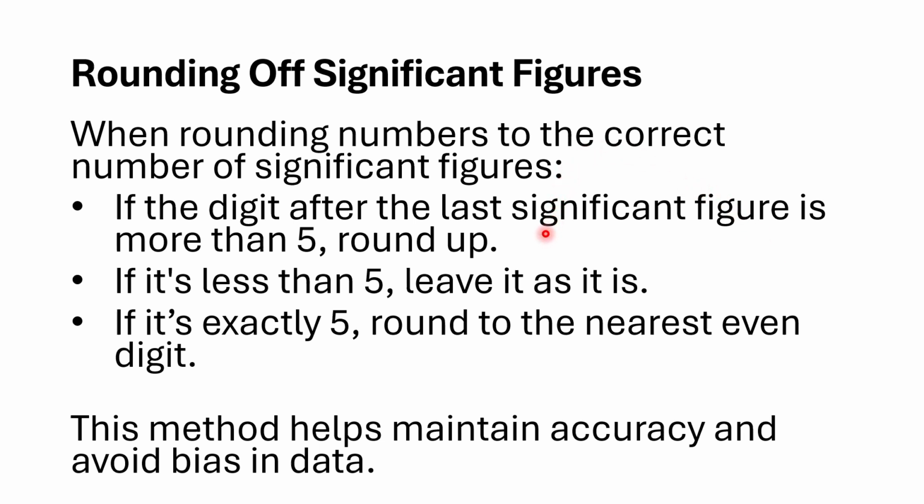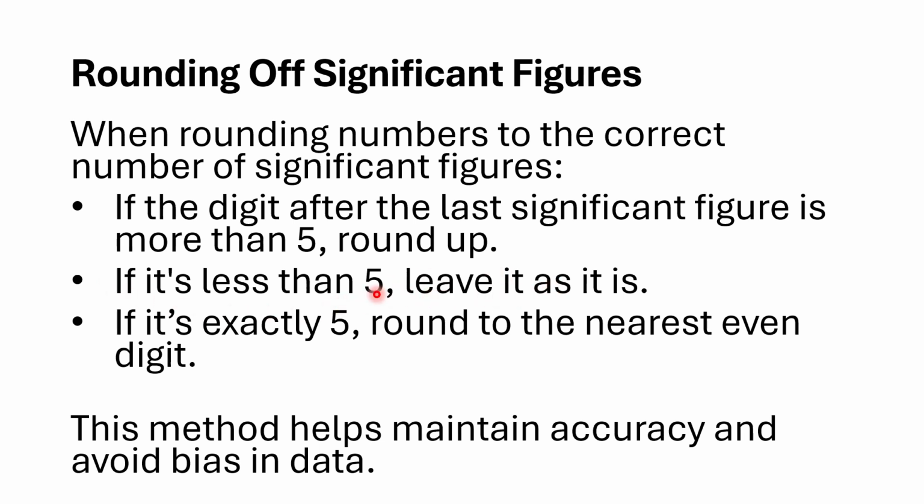The second number will go up. For example, if we have 5, 1, 3, 6, the last one is 6, so it goes up, which means the 3 before that will become 4, because the last significant figure is greater than 5. If it's less than 5, leave it as it is.